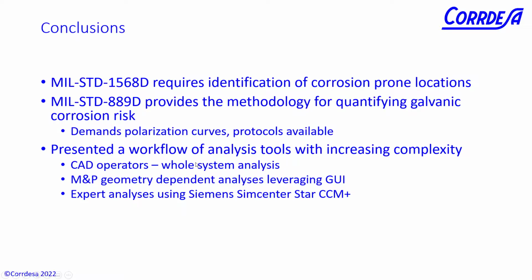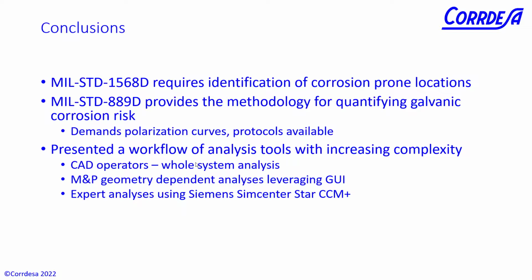Okay, so here are my conclusions. I introduced MIL Standard 1568D, which requires that you identify corrosion-prone locations. I also talked about MIL Standard 889D, which now demands a new methodology for quantifying galvanic corrosion risk, essentially requiring polarization curves, and the intersection of these defines the interfacial galvanic corrosion. Now, there are protocols available for measuring these polarization curves. This is something that Corrdesa do all the time, so we can do that for you, or even help you with that.